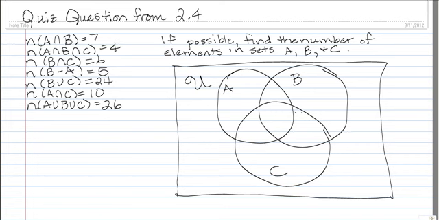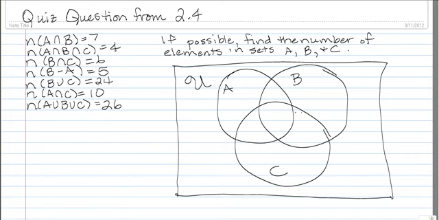So in this particular question, you're given the number of elements in A intersect B is 7. Number of elements in A intersect B intersect C is 4. The number in B intersect C is 6. The number in B minus A is 5. The number in B union C is 24. The number in A intersect C is 10. And the number in the union of A, B, and C is 26. What we're asked to do is, if possible, find the number of elements in sets A, B, and C.